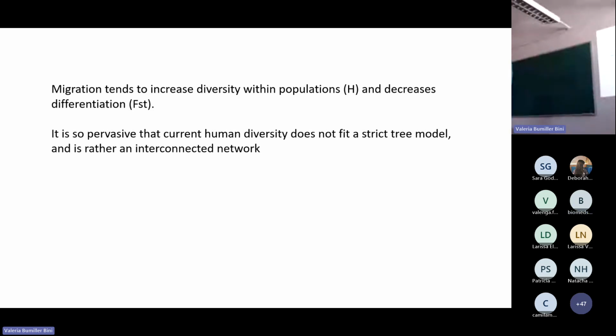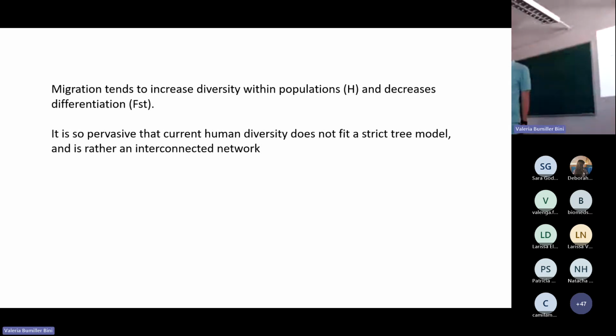If two populations exchange migrants, their genetic difference will decrease. And we usually measure genetic differences with FST, which is just a sophisticated subtraction of allele frequencies.